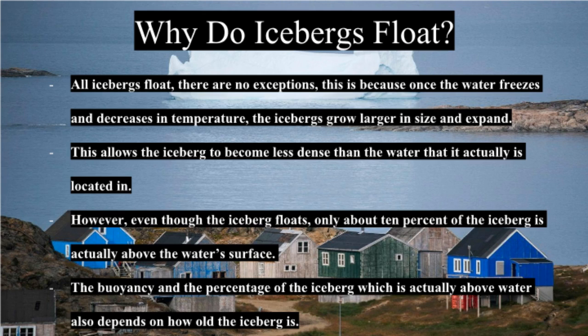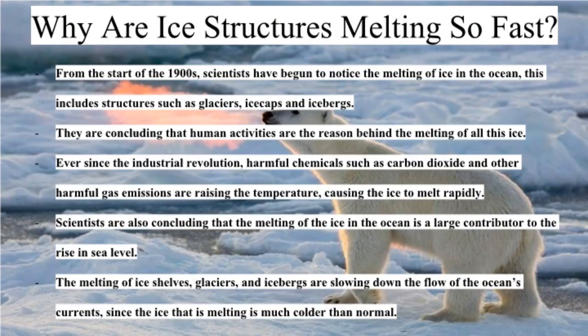The percentage of the iceberg which is actually revealed above the ocean's surface is determined by the age of the iceberg. Global warming and the melting of ice structures had begun in the early 1900s. Some structures which scientists had noticed were melting were glaciers, ice caps, and icebergs. Scientists believe that the main reason behind all of the ice melting is the carelessness and irresponsibility of humans and their activities. The start of the Industrial Revolution also seemed to have a large effect on the increase in temperature and the melting of ice.